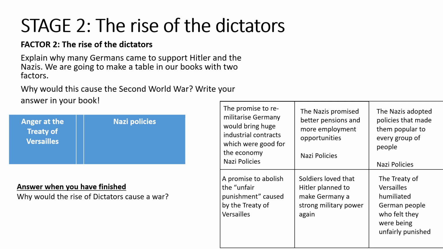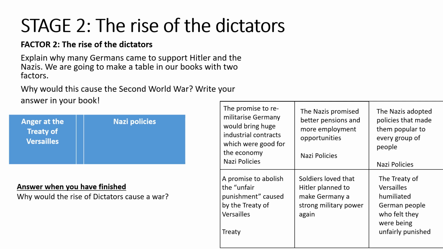Third, the Nazis adopted policies that made them popular to every group. Again, policies, so focusing on all kinds of people at all levels of society, whether it's for workers, giving them new jobs, or to do with taxes for richer people. He made sure that he was very popular for a large group of people.